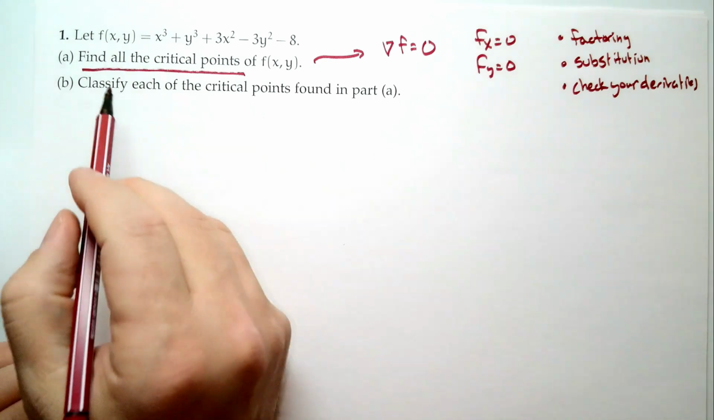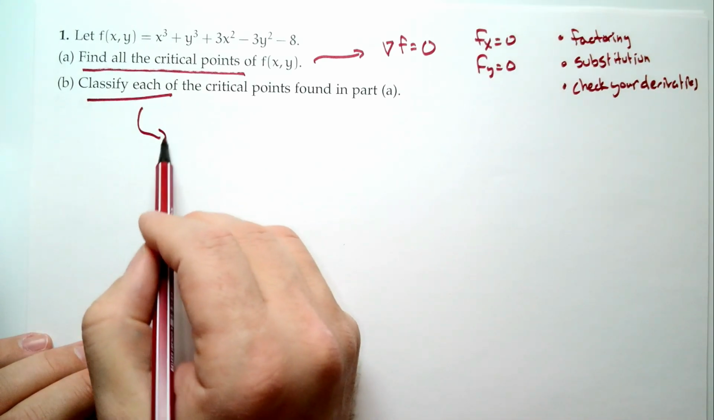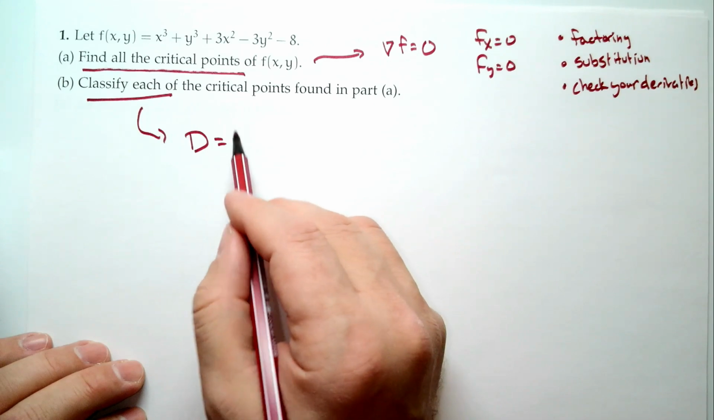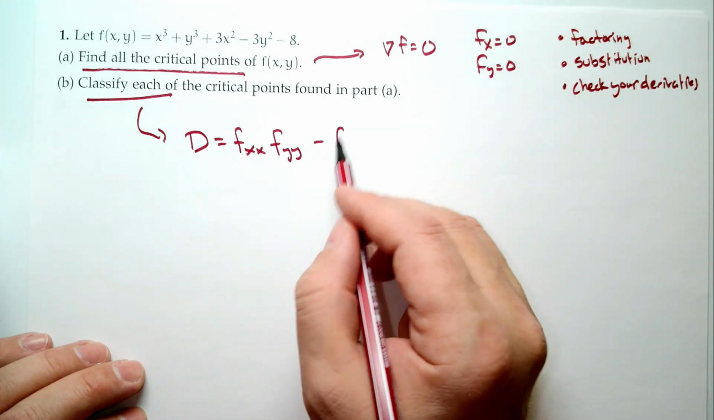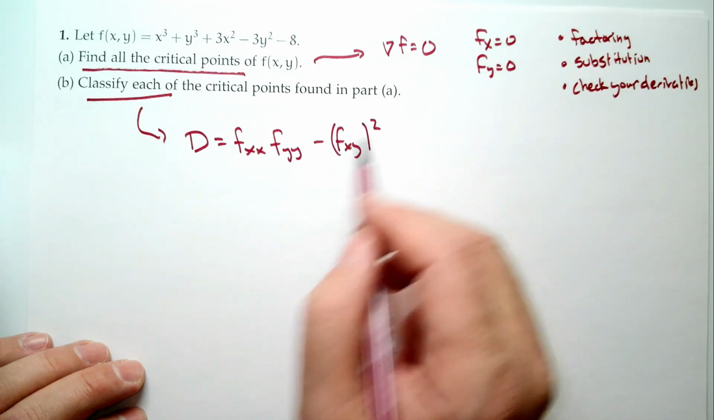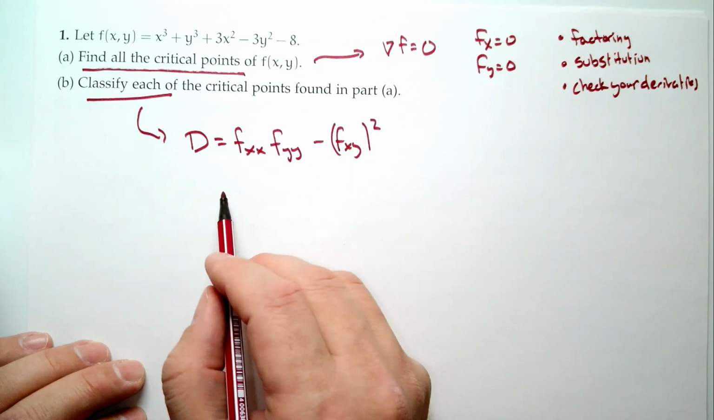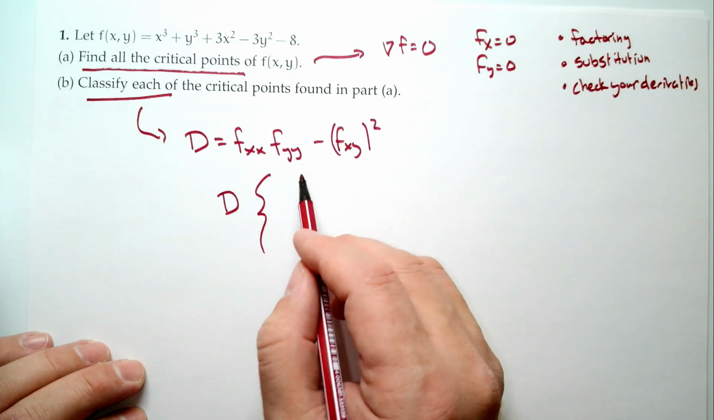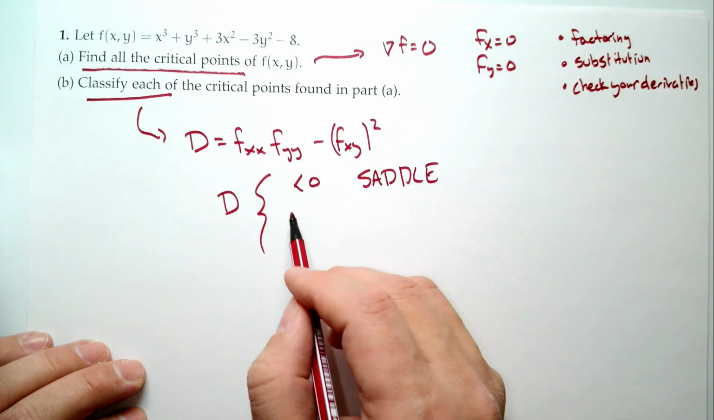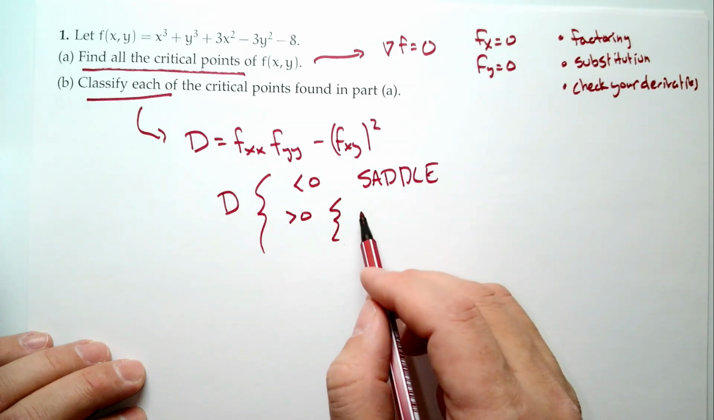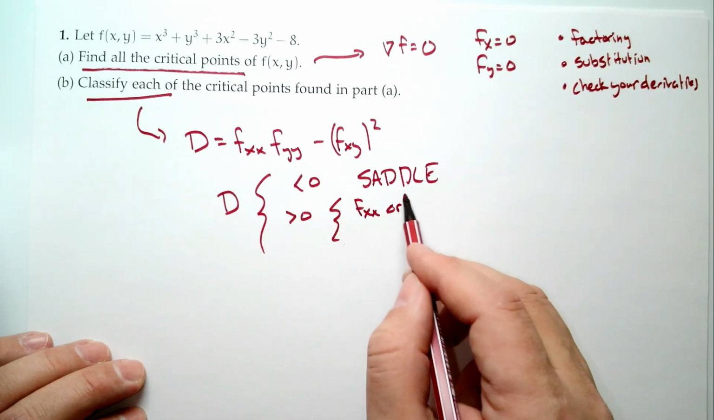Then there's classify, and for that one, remember, you look for D. So make sure you write down what D is: fxx fyy minus fxy squared. Be careful when taking these derivatives. You evaluate D, and if it's negative, you get a saddle, and you write it down. If it's positive, you say, okay, look at fxx or fyy.